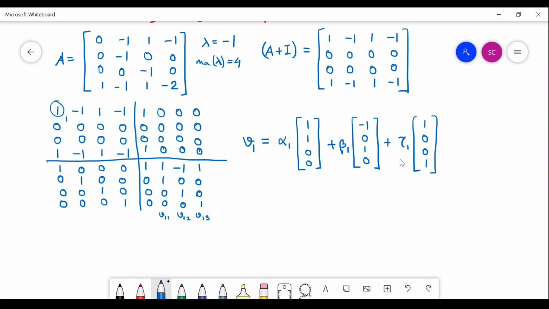This alpha 1, beta 1, gamma 1 in general are non-zero. They could also be 0. If you can choose this as your V1, then your beta 1 and gamma 1 would be 0. But let us not assume anything right away. So we write V1 as a combination of these three basis vectors that we have found. Now once we have found the three basis vectors, automatically we have the information that the geometric multiplicity of lambda equals minus 1, the only lambda here, is 3, and the algebraic multiplicity is 4.